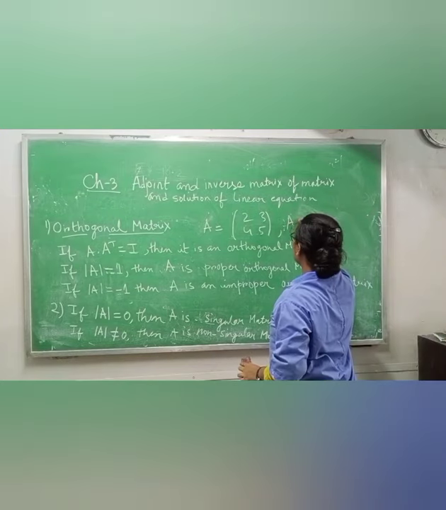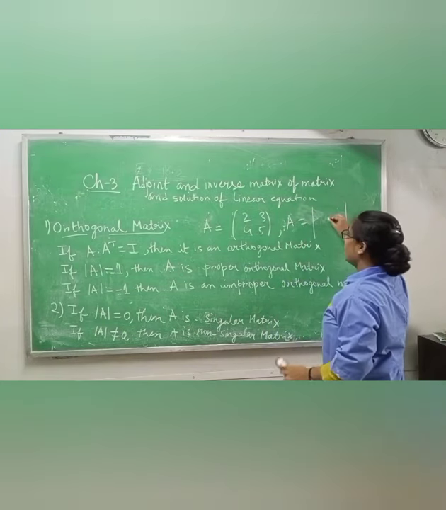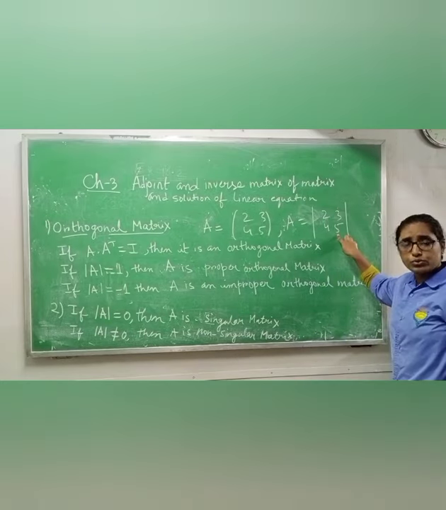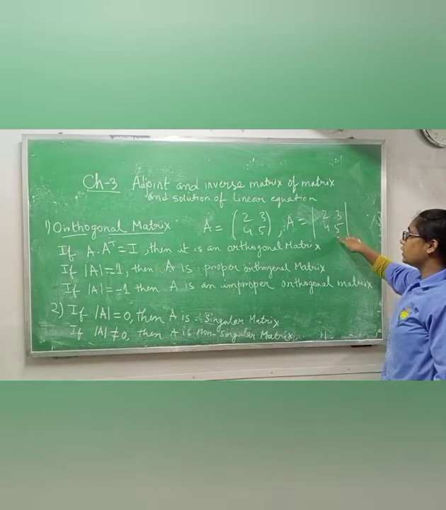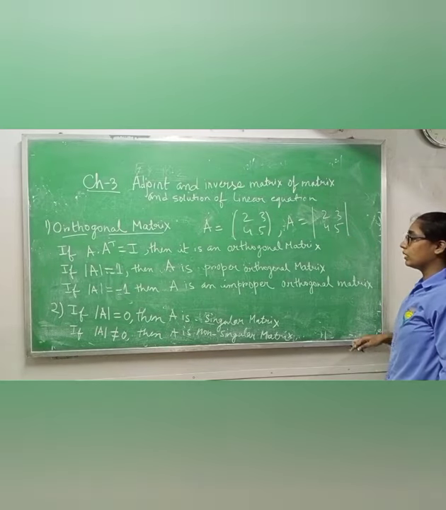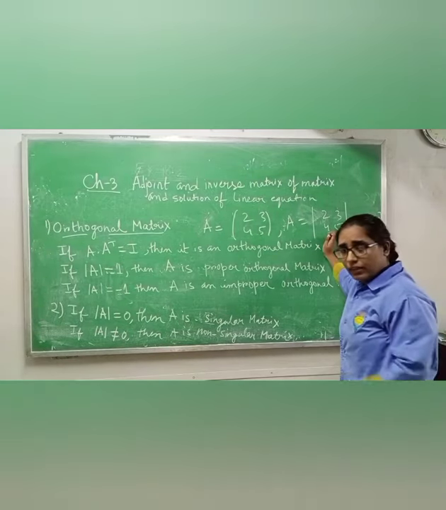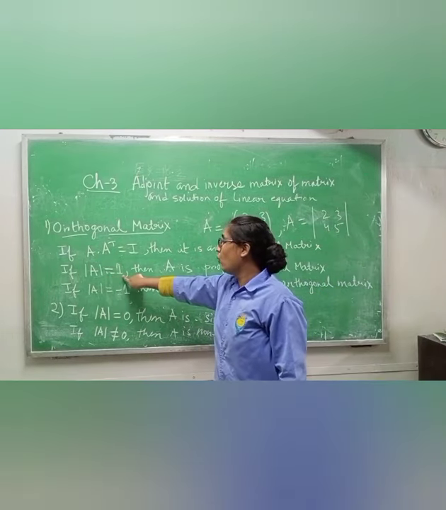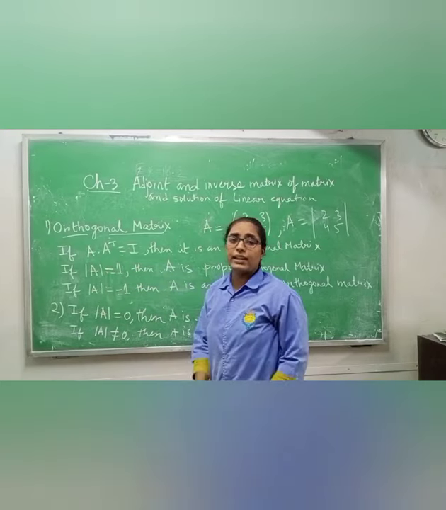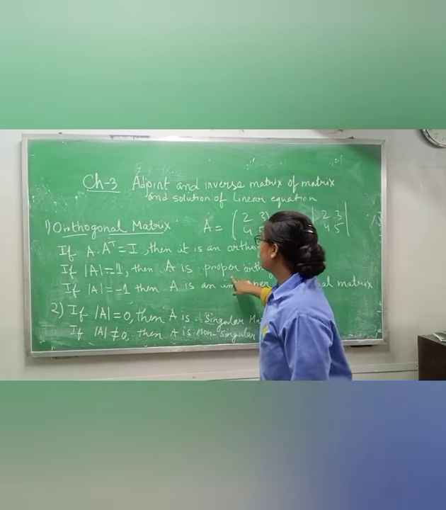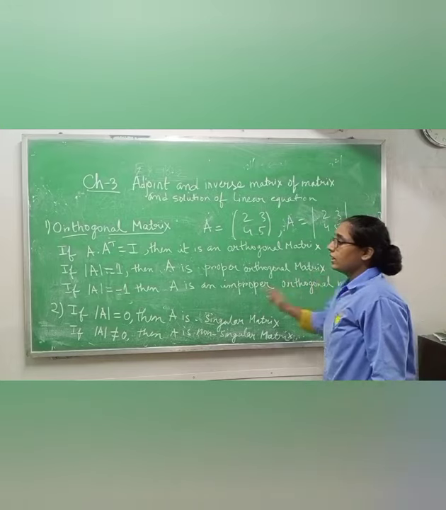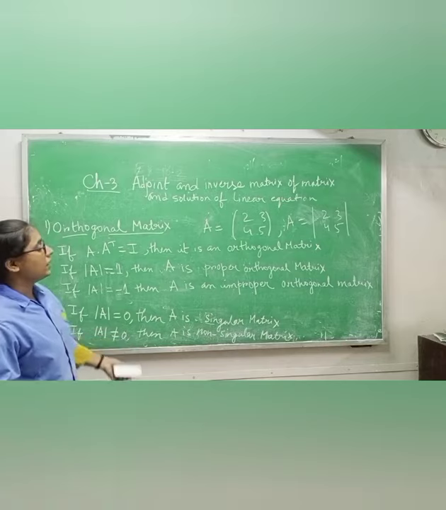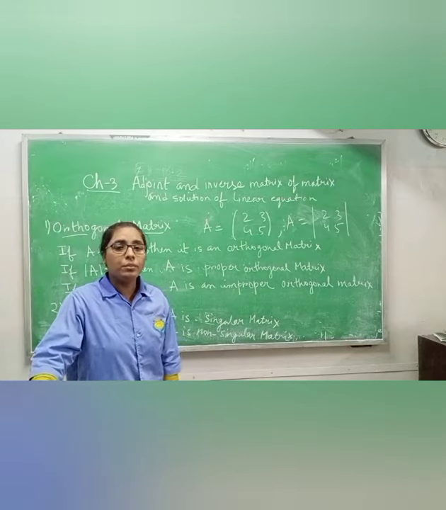You will write the determinant and write all the elements and find the determinant. I think you know how to find a determinant when it is of 2 into 2 order. I am just giving an example, I will put the sums also related to all this. If determinant A equals 1, if after solving this one I get answer 1, then A is a proper orthogonal matrix. If determinant A equals -1, if I get -1, then A is an improper orthogonal matrix.